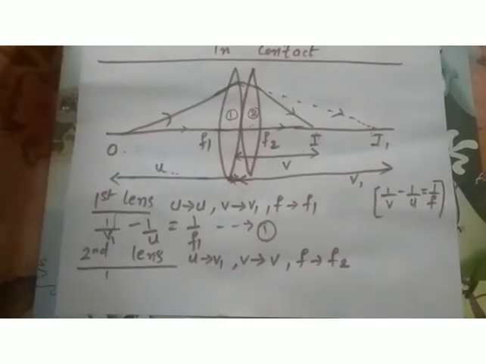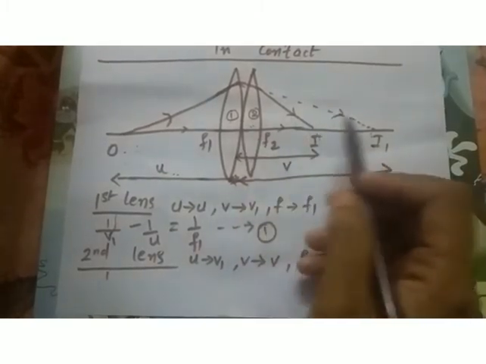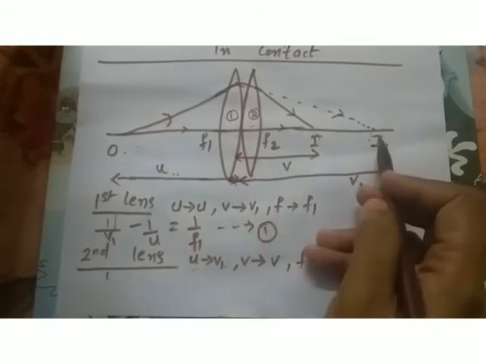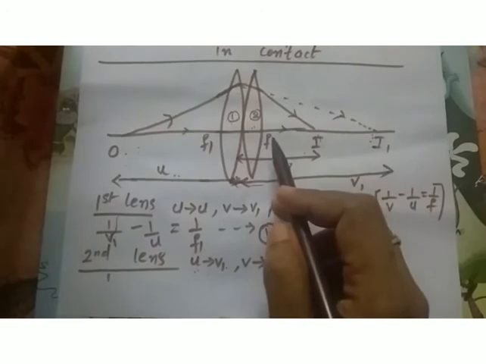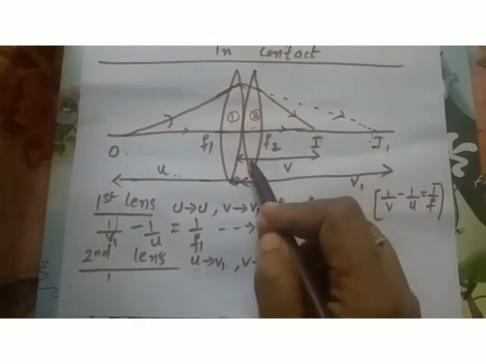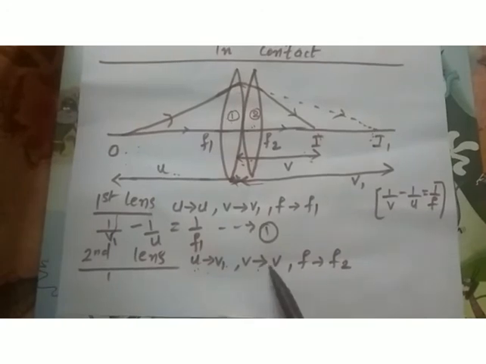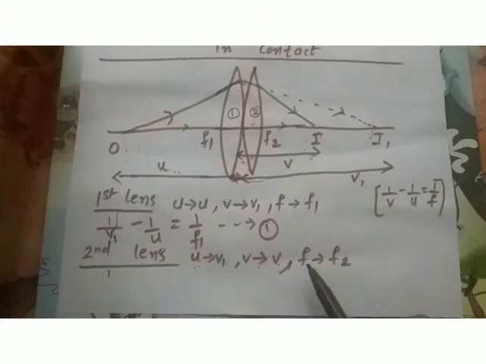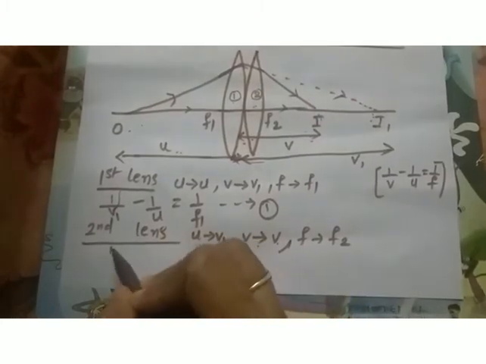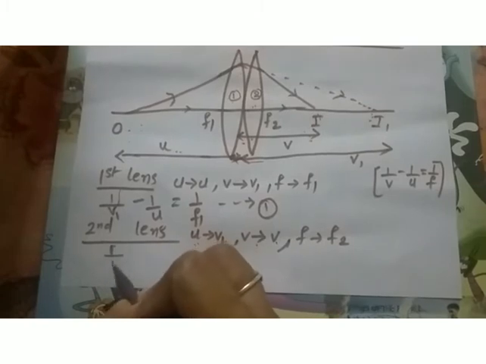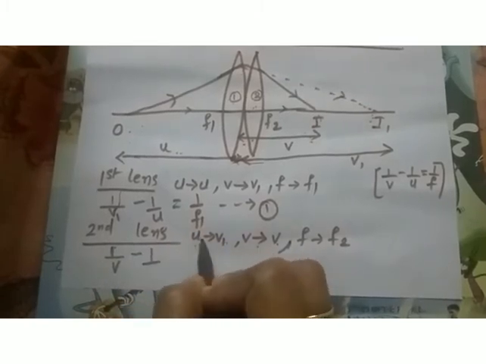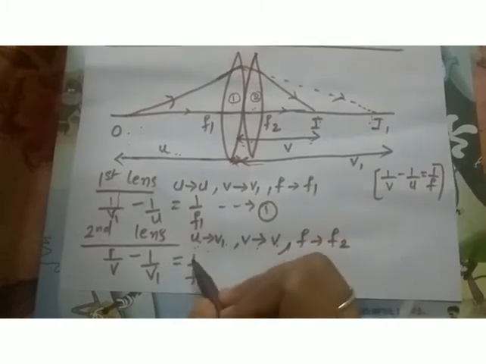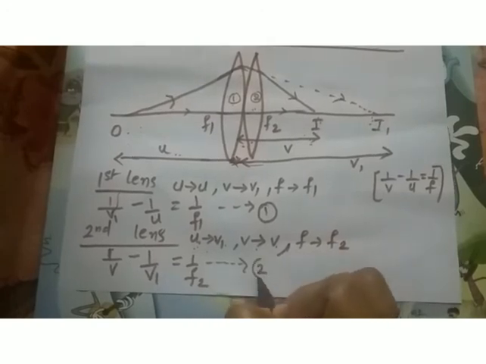Similarly, for the second lens, apply the thin lens formula. For the second lens, I1 is the object. So the object distance U will be the distance from I1 to the combination, that is V1. And for the second lens, I is the image, so image distance V will be V itself. Then for the second lens, focal length is F2. So what will be the thin lens formula? It will be 1 by V minus 1 by U. Instead of U, we can substitute V1, equal to 1 by F2. So this is our second equation.